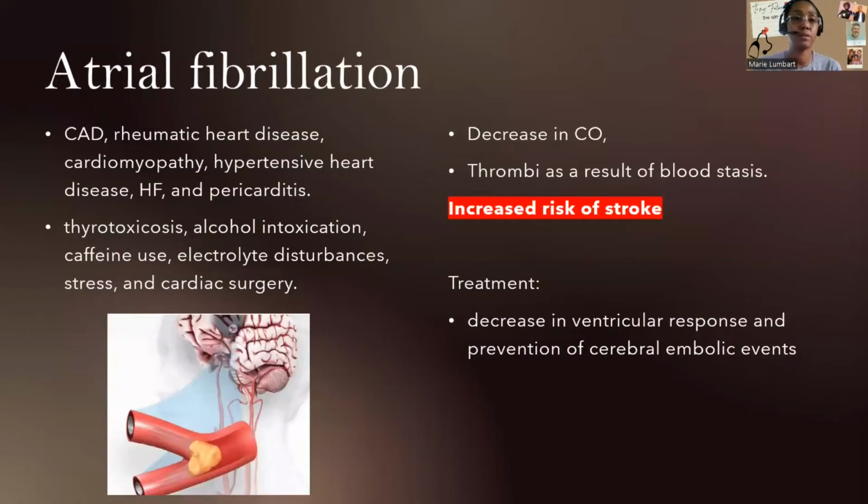Just like our A flutter, AFib can be caused by rheumatic heart disease, CAD, hypertensive heart disease, heart failure, pericarditis. Alcohol intoxication, caffeine use, electrolyte disturbances, and stress can all cause atrial fibrillation. Just know atrial fibrillation, if again the ventricular rate is high, can decrease your cardiac output and it puts you at high risk for strokes. So you definitely want to make sure this patient is on some kind of treatment to prevent strokes.